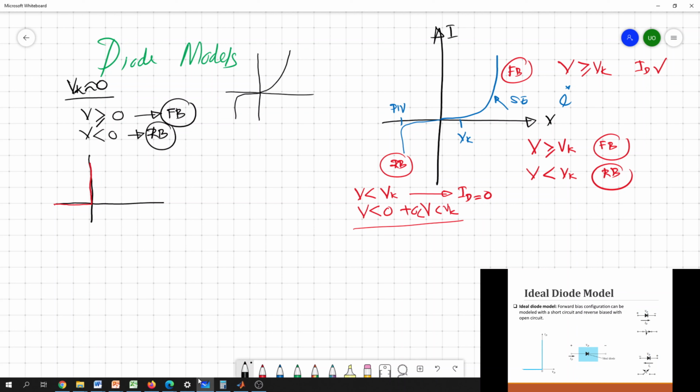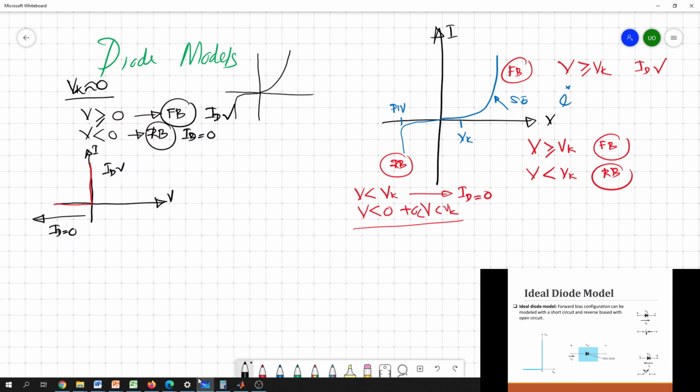So this is the VI characteristic of this model. If the voltage across the diode is greater than or equal to 0, you can see a diode current. If the voltage is less than 0, you don't see any current, ID equals 0. So by looking at this VI characteristic, when the applied voltage is less than 0, you don't see any current, the current is 0. If the voltage is greater than or equal to 0, you can see a diode current.